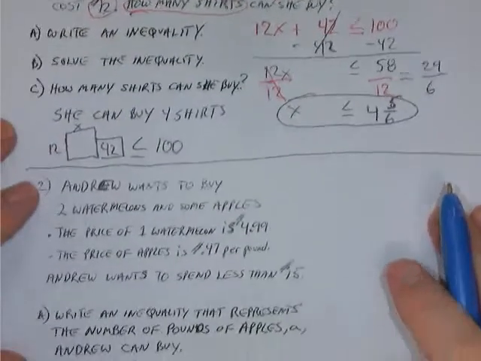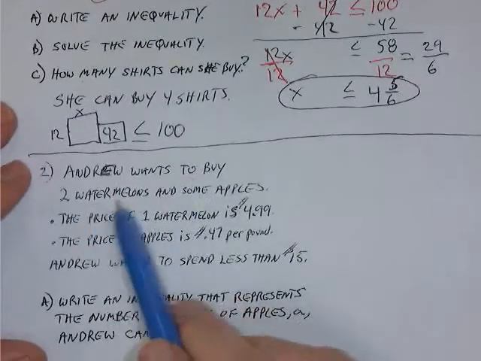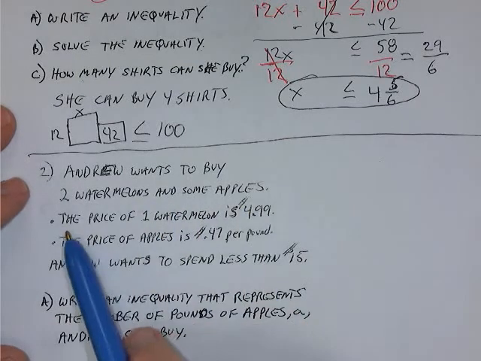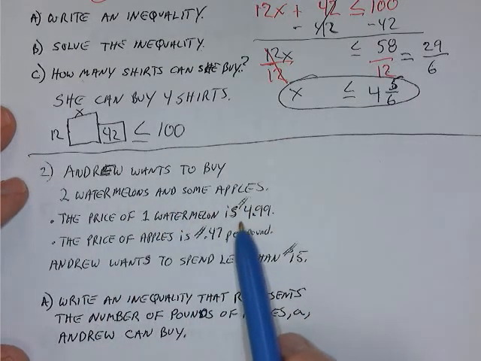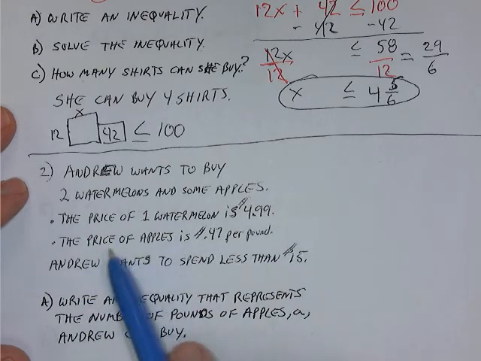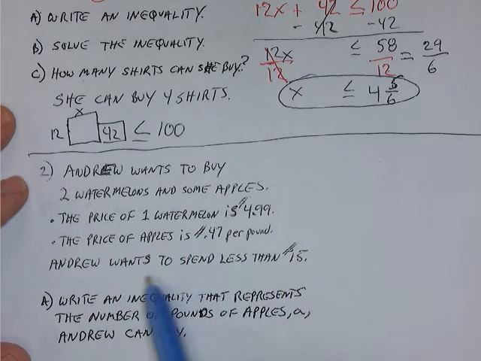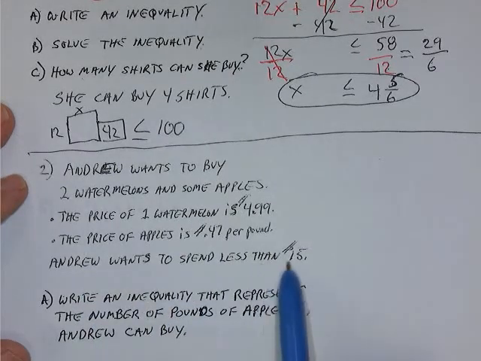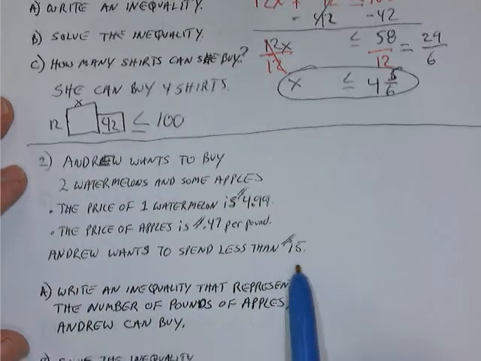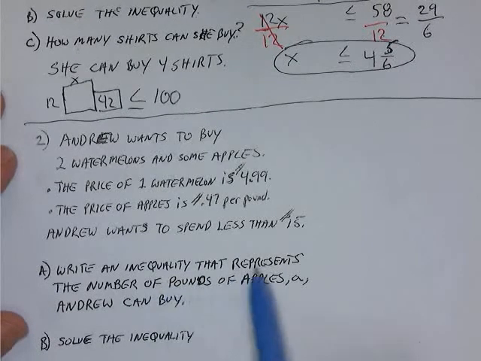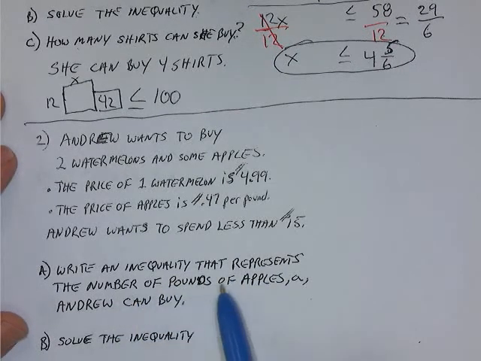It says Andrew wants to buy 2 watermelons and some apples. Now the price of 1 watermelon is $4.99. The price of apples is 47 cents a pound. Andrew wants to spend less than $15. Okay, write an inequality that represents the number of pounds of apples, letter A, Andrew can buy.